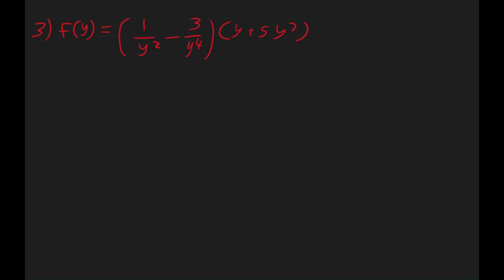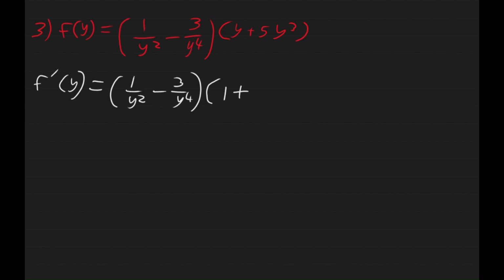Okay. In this example, I have an important note in it. This is a product rule, right? So we will solve it as a product rule. Let's solve it. f dash of y is going to be equal to, just put this as it is, 1 over y power 2 minus 3 over y power 4, multiplied by the derivative of the second function, which is 1 plus 15y power 2. And of course here we have y, we are differentiating y, it's okay, right? You don't have to write y dash here because now it's an independent variable.